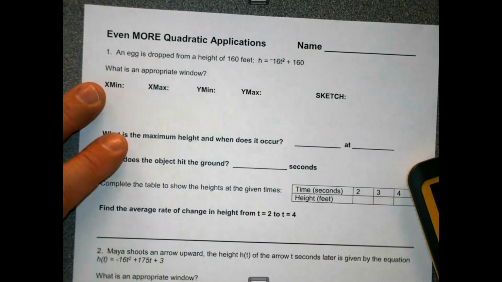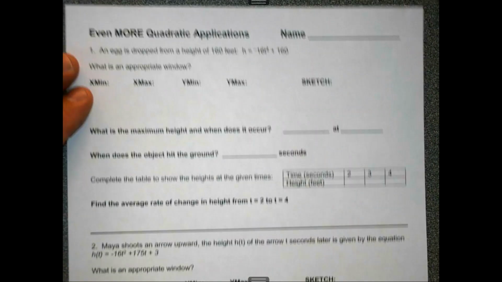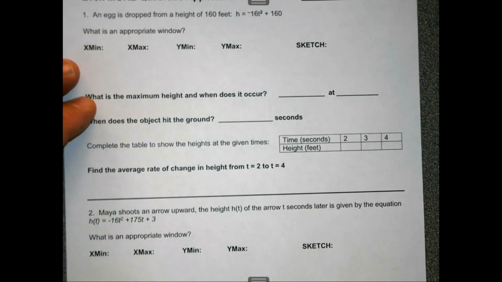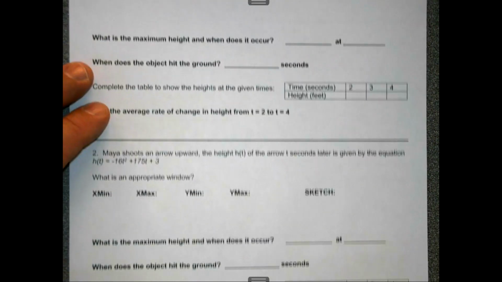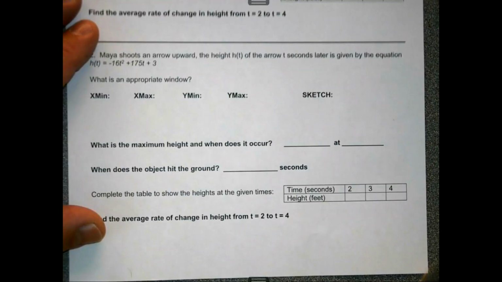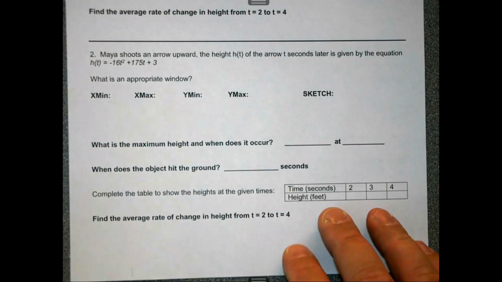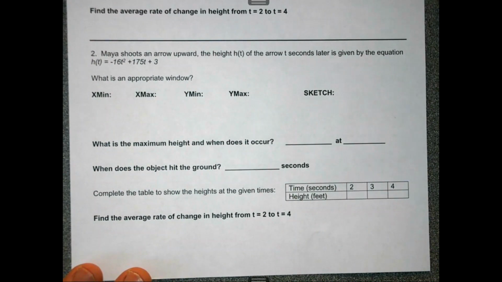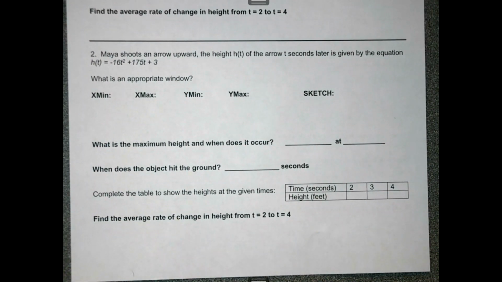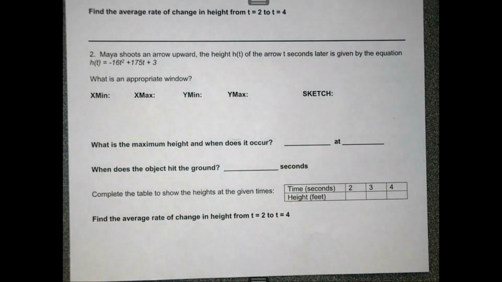So I gave you another homework sheet. It says even more quadratic applications, right? And I'm going to do the Maya shoots the arrow upward one, so number 2 there. And then this will probably be the last one I do. You should do the rest of this worksheet and the review by yourselves. And maybe tomorrow come with questions instead of a blank sheet of paper with nothing done on it. Try to do some of this stuff at home.